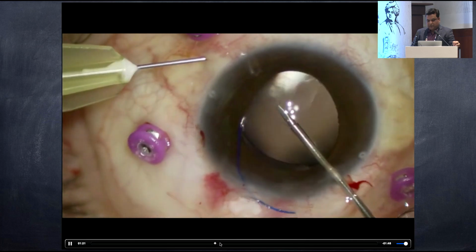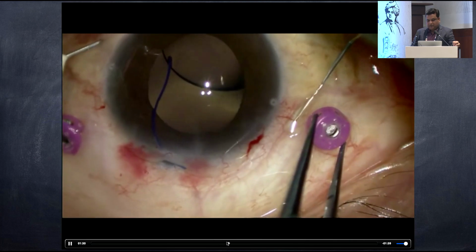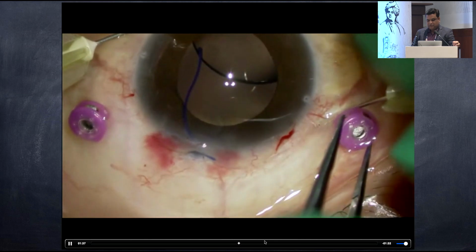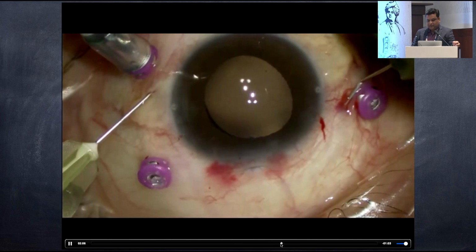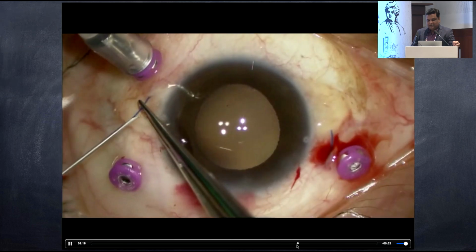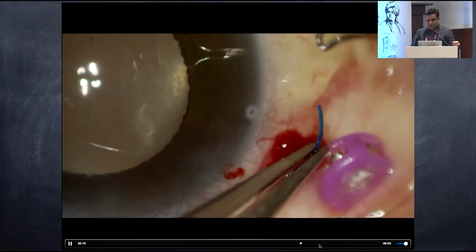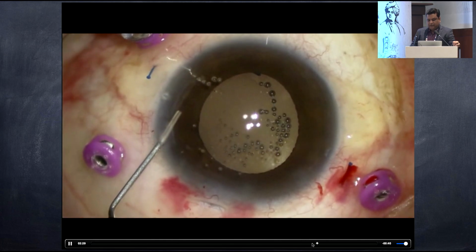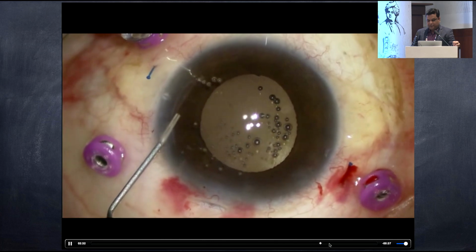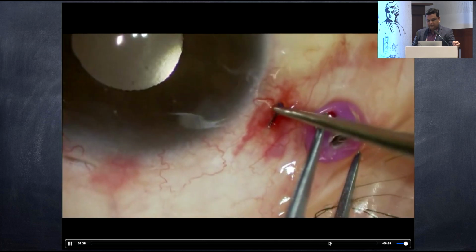transconjunctivally, bring it out. And once you bring it out, we need to do this on both sides. Once you bring it out, you need to cauterize the tip of this IOL. Once you externalize it, use a cautery, don't touch the lens. You can make a knob-like shape and just push it below the conjunctiva.